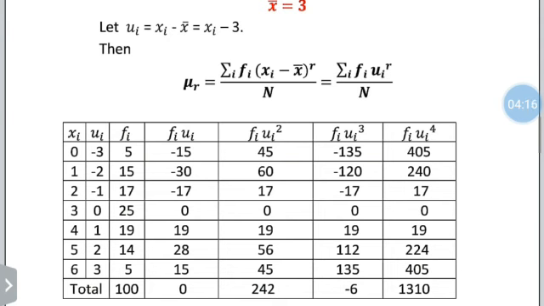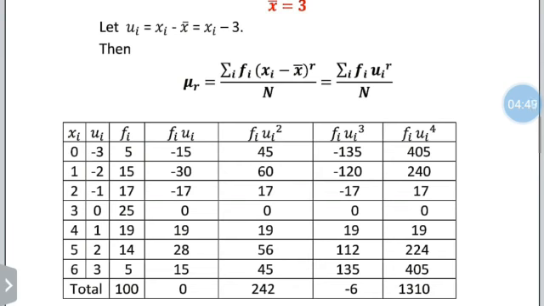In the next column, we write fi into ui square. For that, we square the values of ui and multiply with their corresponding frequencies. In the first row, the value of ui is minus 3. Squaring, we get 9 into the corresponding frequency 5 gives 45. In the second row, the value of ui is minus 2. Squaring, we get 4 into the corresponding frequency 15 gives 60. Similarly, the other entries in that column.